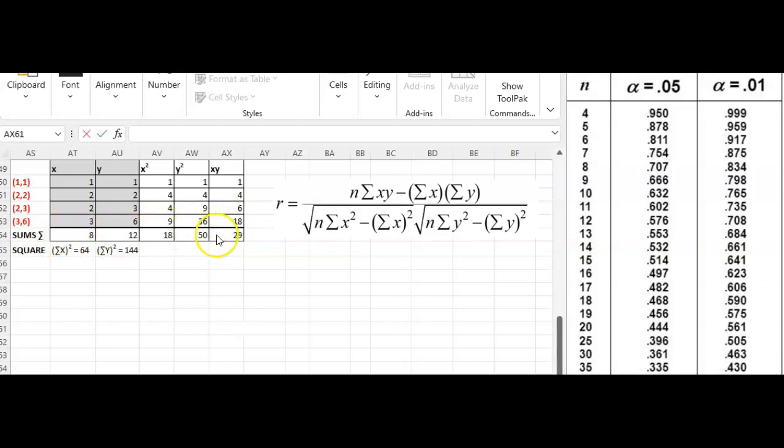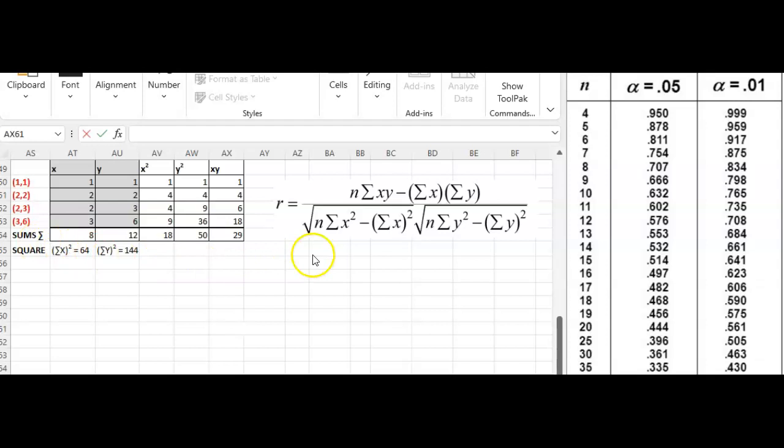This last row that I've created is just summing up the values in each of these columns. So 3 plus 2 plus 2 plus 1 is 8. Likewise, 6, 3, 2, and 1 is 12. And I've just in each of these columns added up what we see. Okay, so these are the sums. This is what this symbol right here means. It means sum up whatever comes after it.